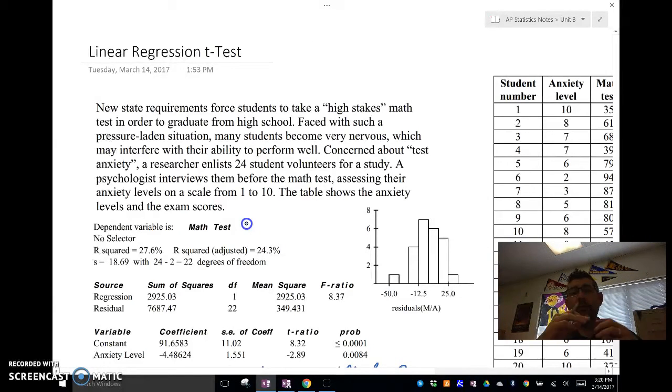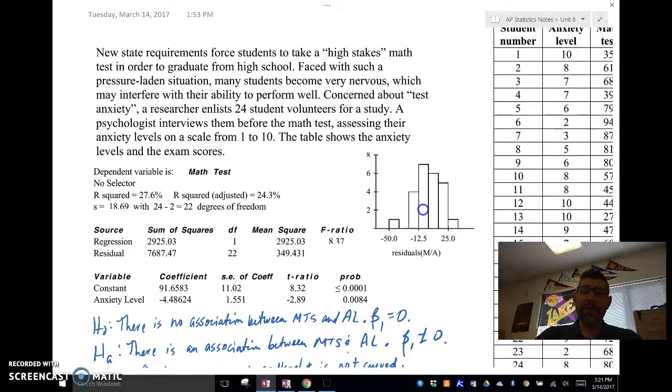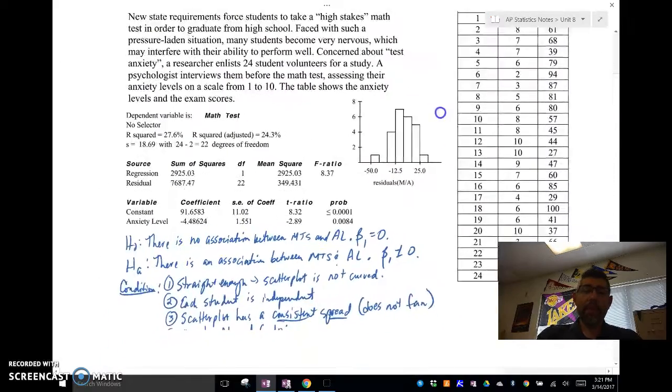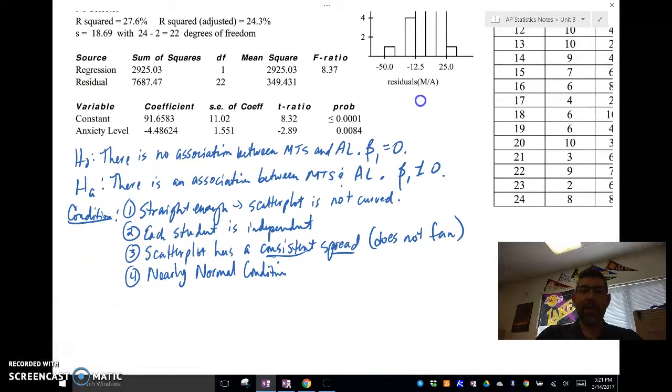So first, what are we trying to determine? We're trying to determine if there's an association between anxiety level and math, and really if there's evidence of that association. Not how strong it is, just whether or not there's evidence of it. For my null and alternative hypothesis, I have it down here on the bottom, as well as the conditions. I was in the middle of doing the conditions. For some reason, my last video kind of cut off.